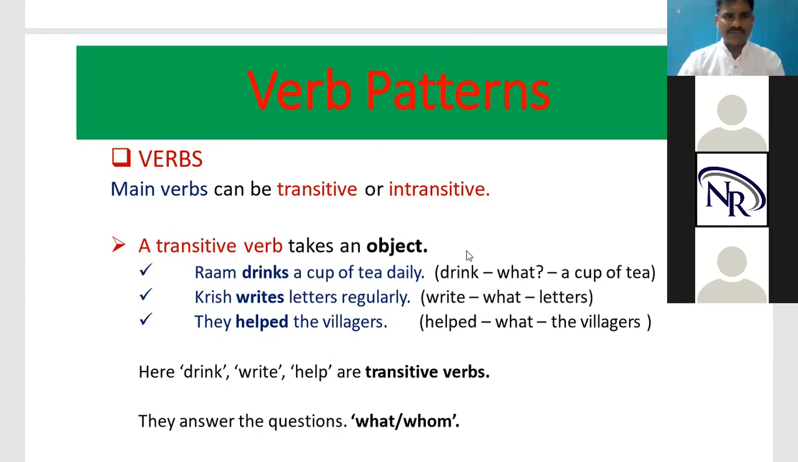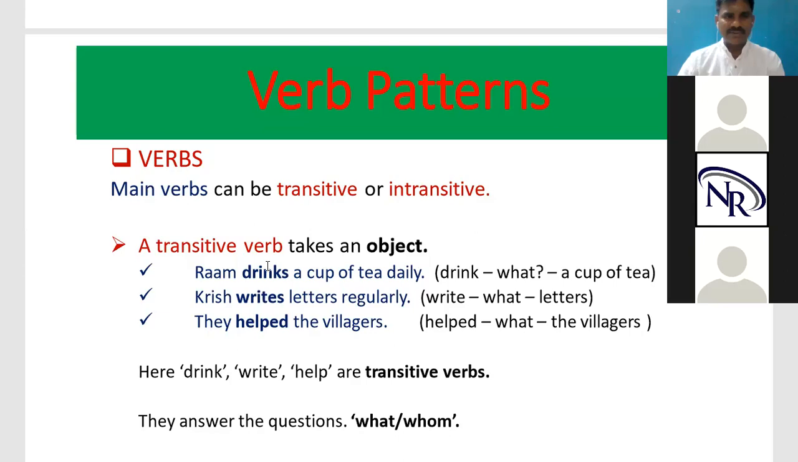A transitive verb takes an object. For example, Ram drinks a cup of tea daily. Whether the verb is transitive or intransitive, how can we know? There is only one simple rule. We have to ask one question: what and whom? So, drink what? If you get an answer, that is a transitive verb. If you don't get an answer, that is an intransitive verb.